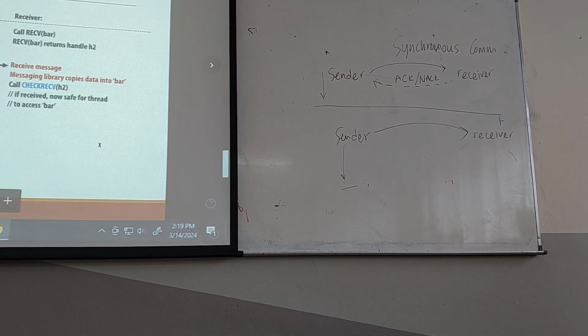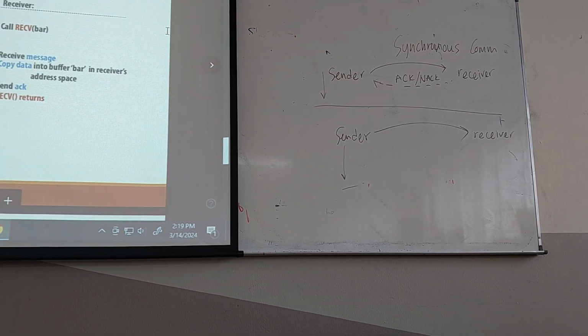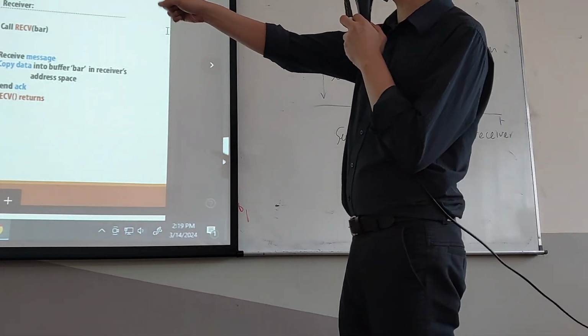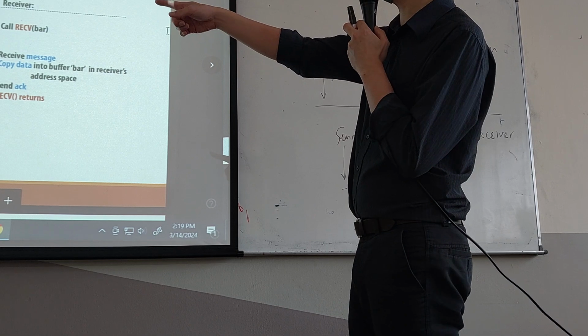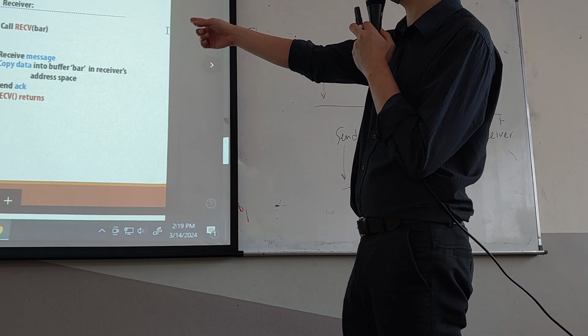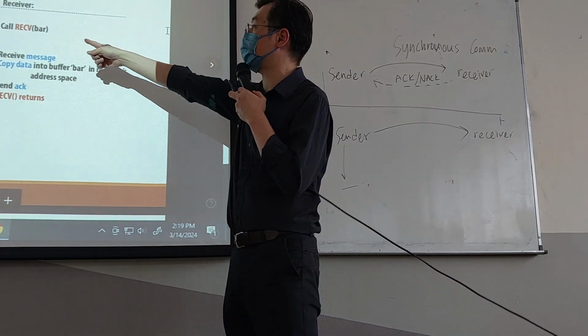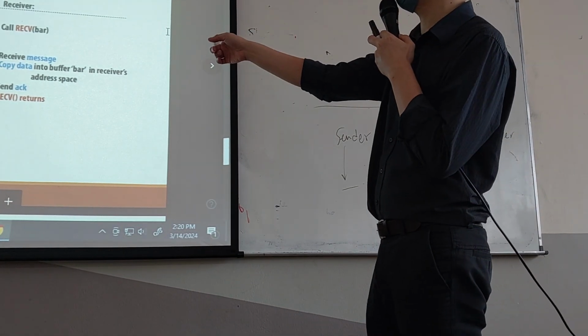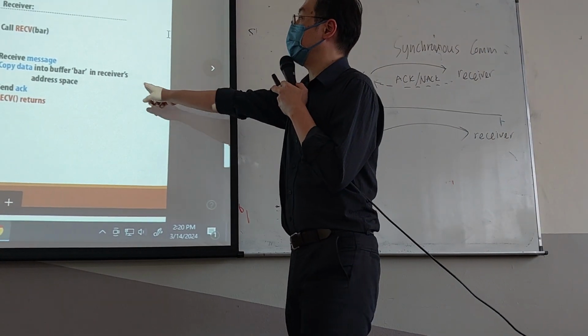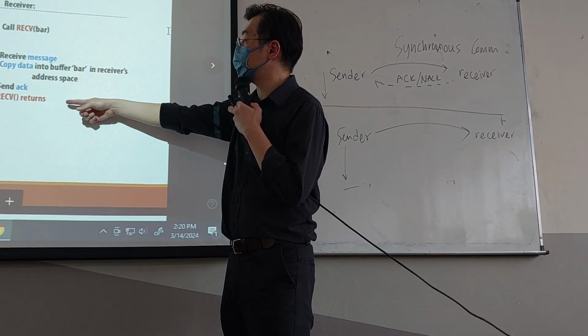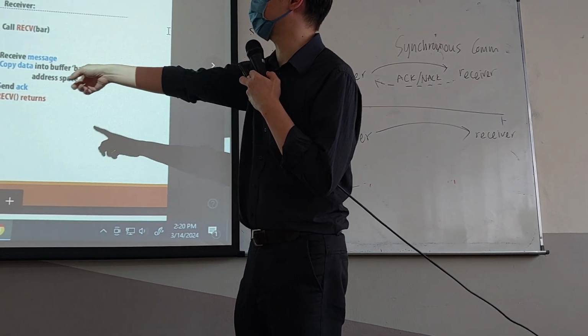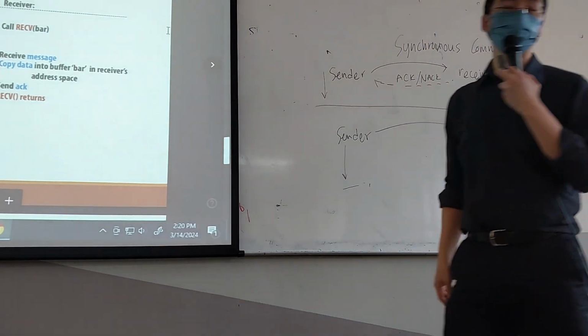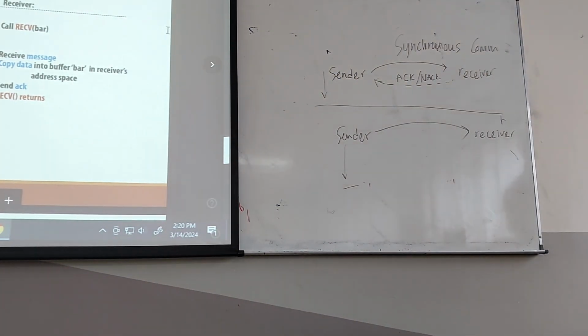Okay, this is one example. Maybe I should show you the synchronous one first, so that you have some idea. The sender calls send, foo is the data being sent, and the receiver calls receive and puts the data inside bar. Basically the message is sent over to the receiver. Then once the receiver receives it, it sends back the acknowledgement. So the sender will not proceed until it receives the acknowledgement. So that is the synchronous.